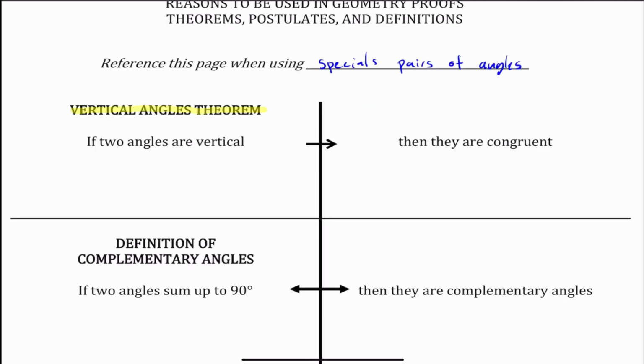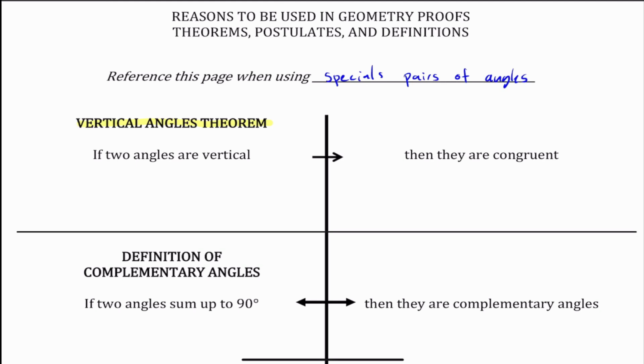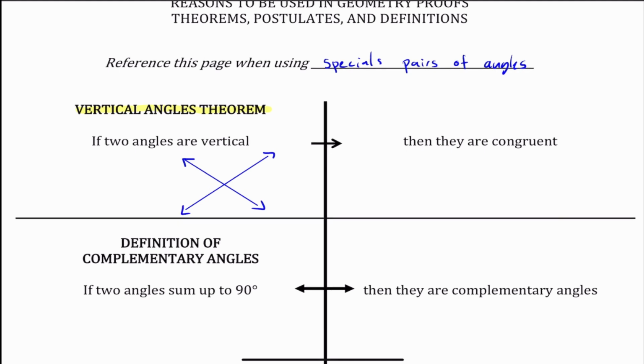The vertical angles theorem states if two angles are vertical, then they are congruent. So I'm going to draw a picture. I'm going to go ahead and draw two straight lines that intersect each other and form an X. So because I drew this picture, we have 4 angles created. We have angle 1, angle 2, angle 3, and angle 4. Now remember, the angles across from each other are congruent.